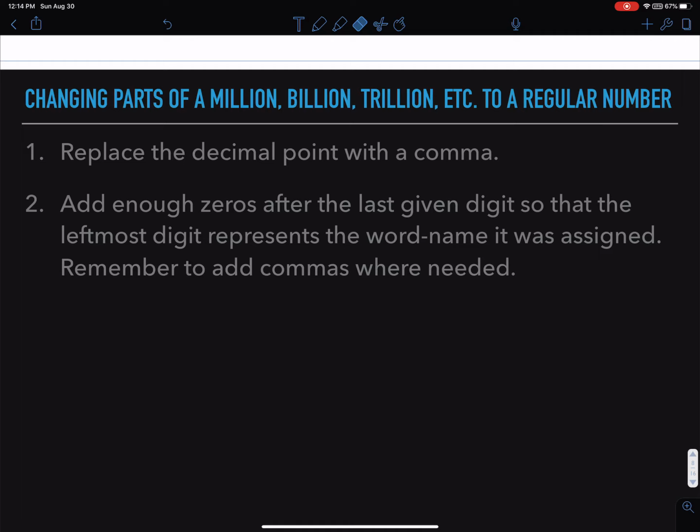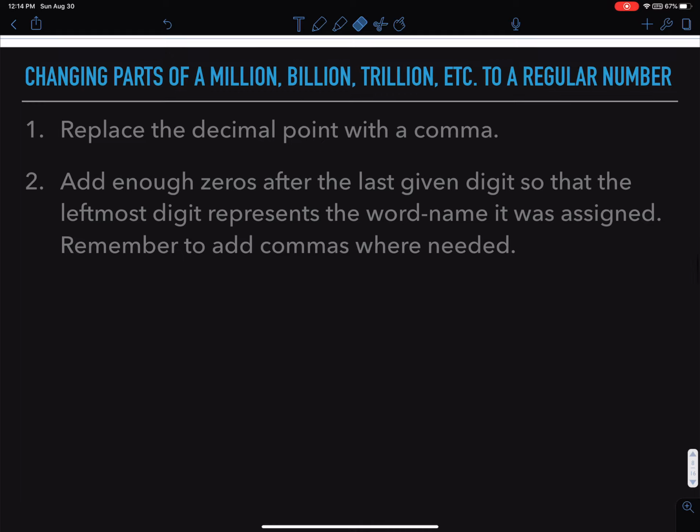Sometimes you'll see really big numbers, say in the paper, or online, or some news source that you're reading. So, changing parts of a million, billion, trillion, etc. to a regular number: you're going to replace the decimal point with a comma and add enough zeros after the last given digit that the leftmost digit represents the word name it was assigned. Remember to add commas where needed.